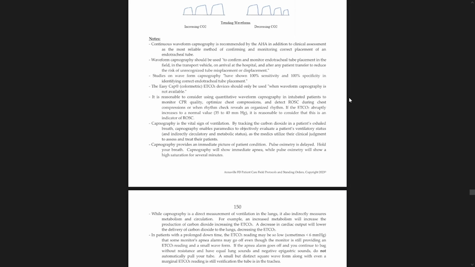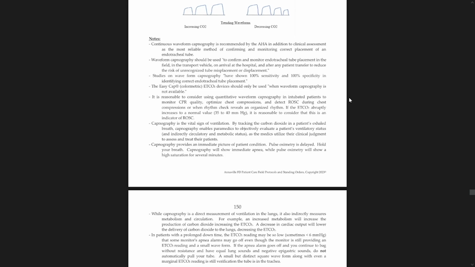It is reasonable to consider using quantitative waveform capnography in intubated patients to monitor CPR quality and optimize chest compressions, and to detect ROSC during chest compressions or whether a rhythm change reveals an organized rhythm. If the ETCO2 abruptly increases to a normal value, 35 to 45 units, it is reasonable to consider that this is an indicator of ROSC. Capnography is a vital sign of ventilation.